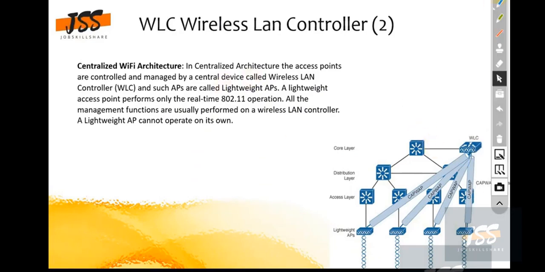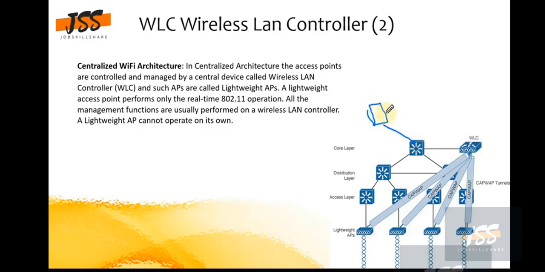So this is our centralized architecture. We have wireless LAN controllers, and then we have lightweight access points, which are going to grab their configuration from the wireless LAN controllers. And then maybe the system admin is sitting somewhere here, and he is just concerned with the wireless LAN controllers. Whatever configuration is done on this WLC will be replicated on the other lightweight access points.